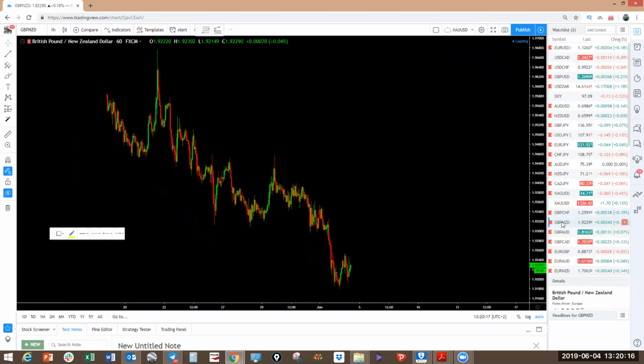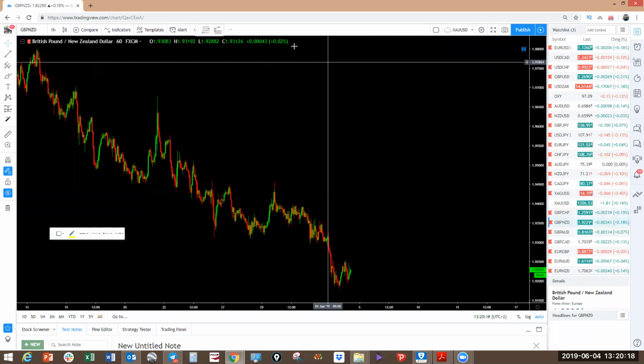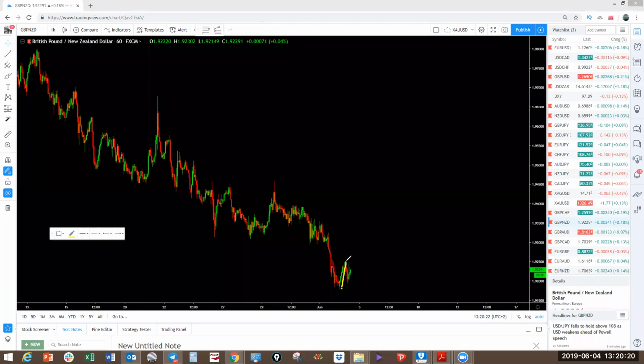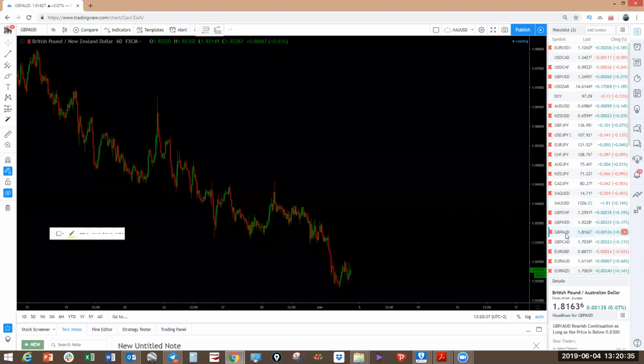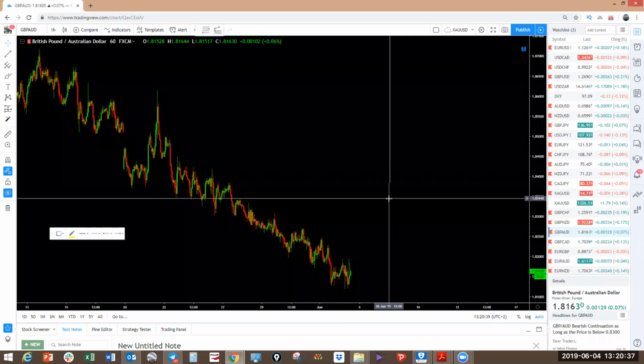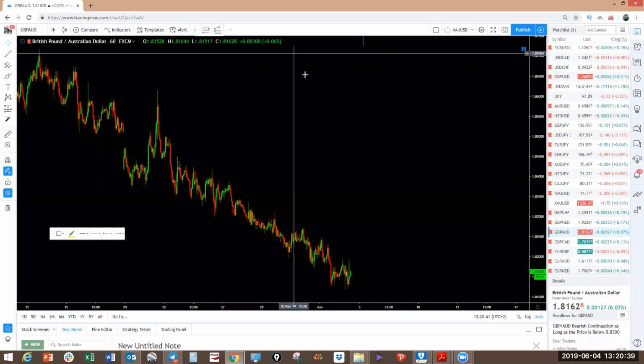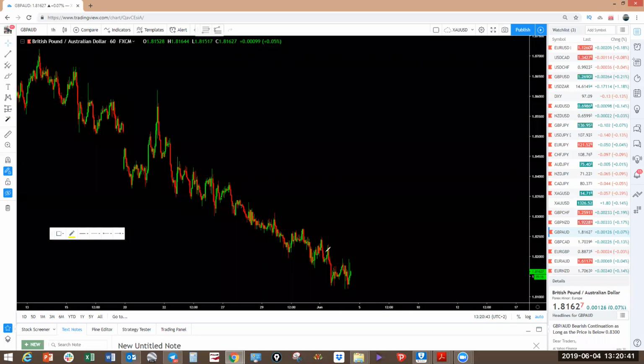New Zealand, making a corrective structure there. And I'm simply looking at the 1 hour. This can still continue to the downside. Pound Aussie. It's not going fast, but it's coming down. So you keep looking for these structures, these corrective structures.